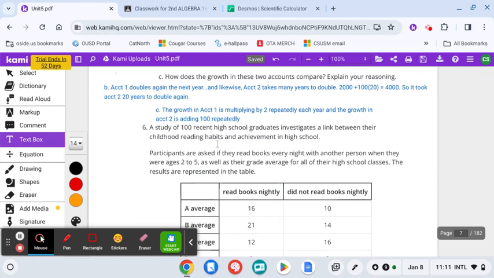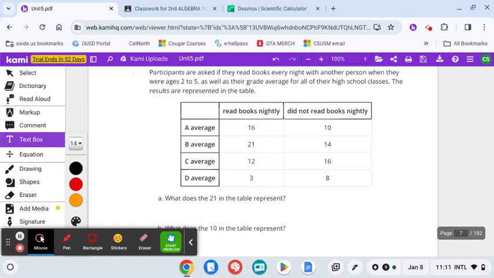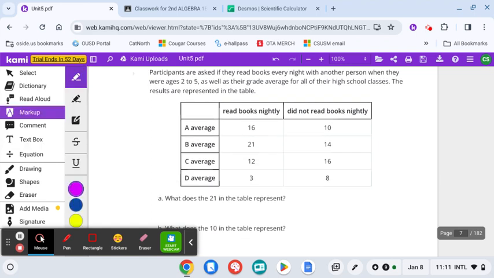Okay, a study of 100 recent high school graduates investigates a link between childhood reading habits and achievement in high school. The participants are asked if they read books every night. And so on the left, we've got, do they have an A average, a B average, a C average, or a D average in school? And then there's a column for, do they read books nightly or did they not read books nightly? So question 1 says, what does the 21 in the table represent?